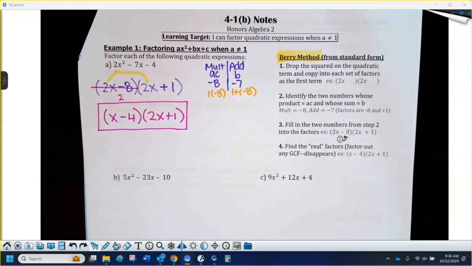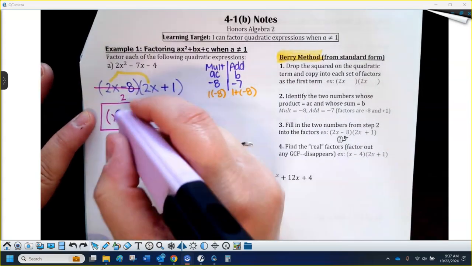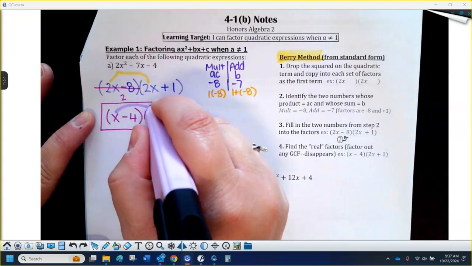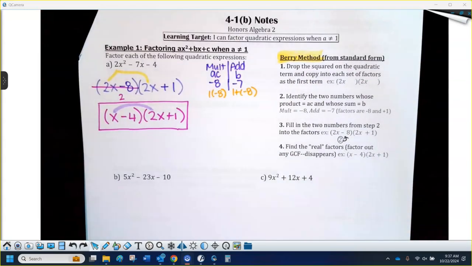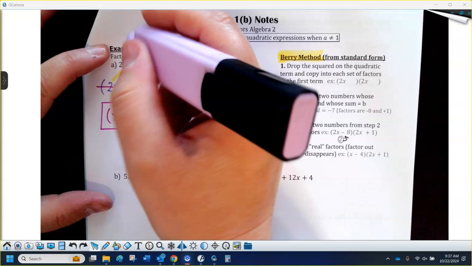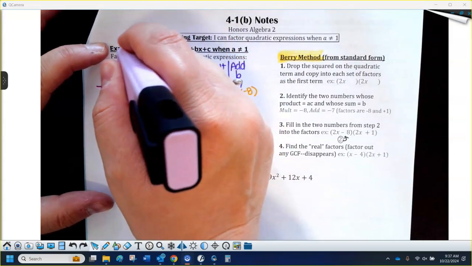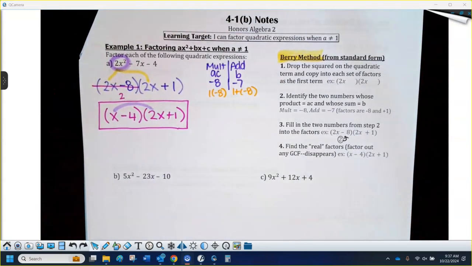Now, especially on these questions where I have the number in front of the x squared, I try to tell people to just take a second and spot check this really quickly. You don't have to totally FOIL this out, but if you multiply the two first terms together, it should give you the first term in the quadratic. So I just check it that way. X times 2x, yes, that's 2x squared.